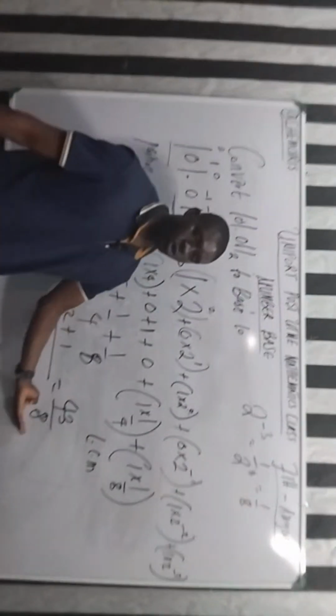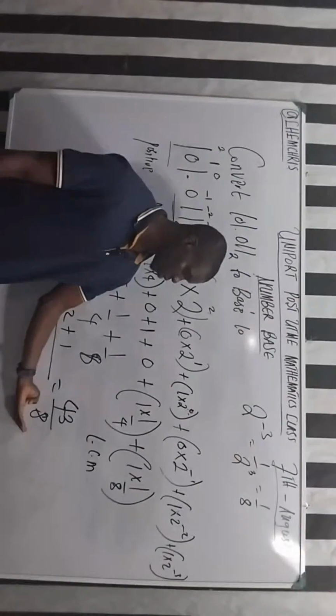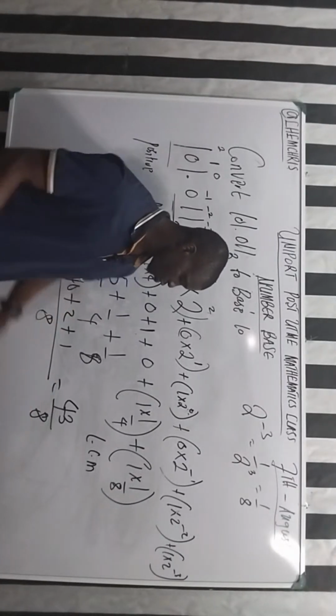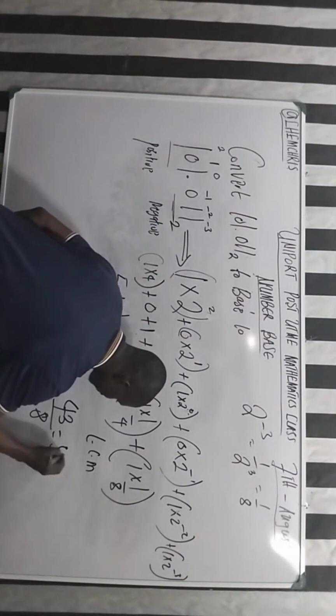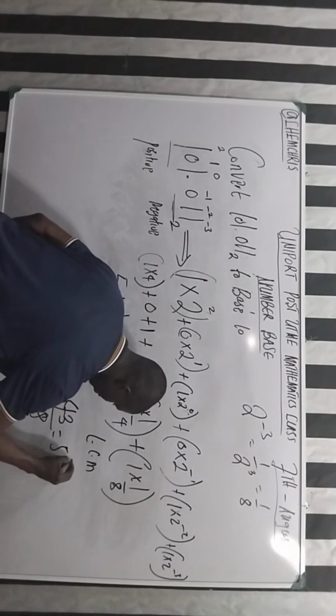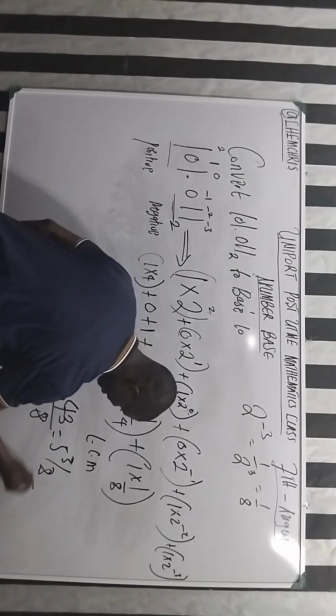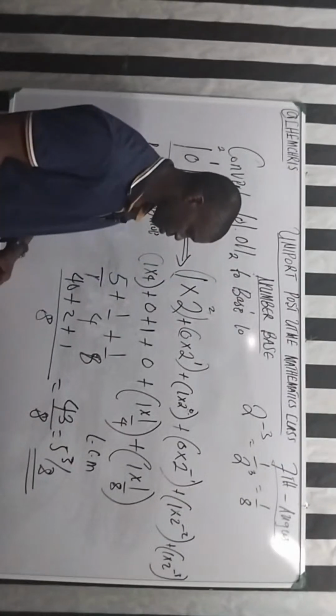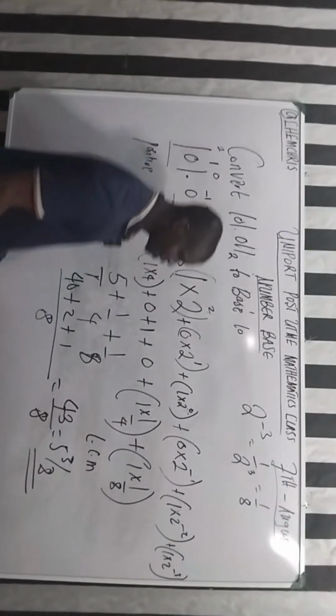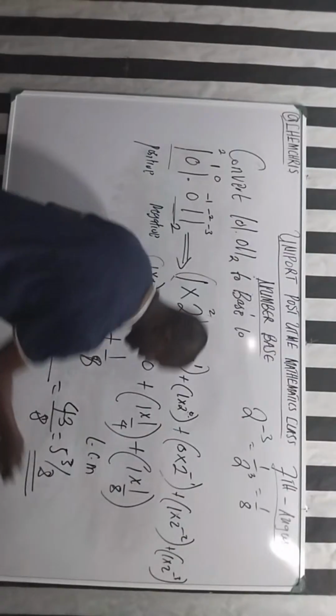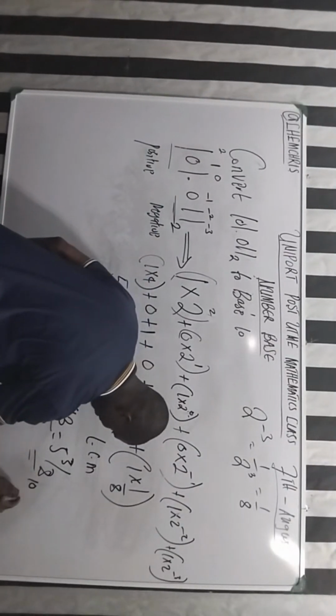But you can change that to a mixed fraction. So we're going to have 5 and 3 over 8. That is it. This one is in base 10.